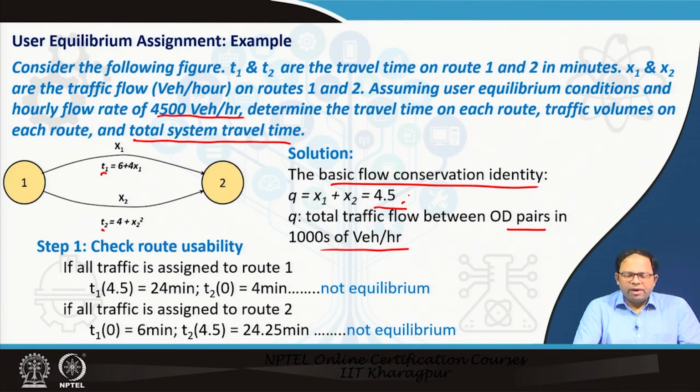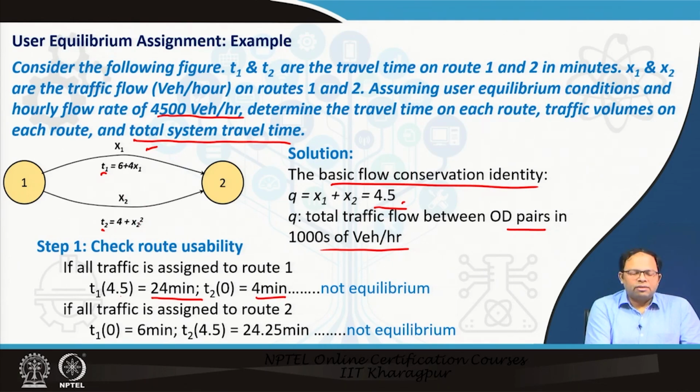Now let us check if equilibrium conditions are possible or not. That means if I load the entire traffic volume into one of the corridors, let's see what happens. If all traffic is assigned to route 1, then T1 is the travel time for a volume of 4,500 vehicles per hour. Using the formula, we get around 24 minutes. That means T1 is equal to 6 plus 4 into 4.5, which comes to around 24 minutes. Whereas T2, with x2 equal to 0, comes to around 4 minutes. That means this is x square.